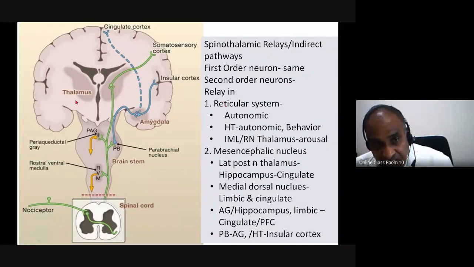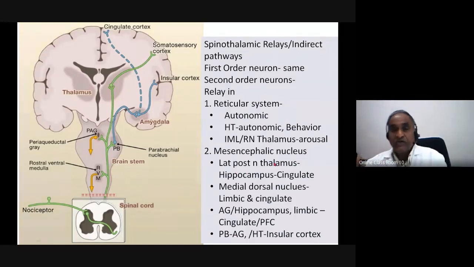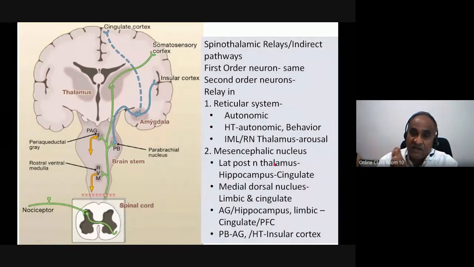Then we have a second one, the mesencephalic nucleus. Whatever comes from the mesencephalic nucleus reaches the thalamus, but it will not reach the same part of the thalamus where these sensory modalities are already relayed, that is the ventral posterior lateral nucleus of thalamus. So now they will be relayed to the lateral posterior nucleus of thalamus.